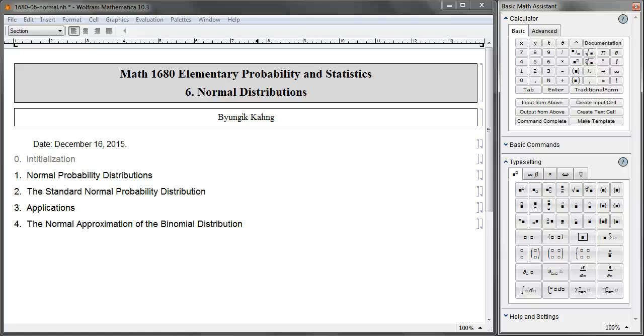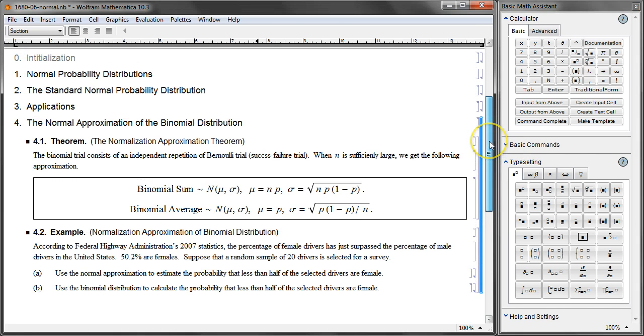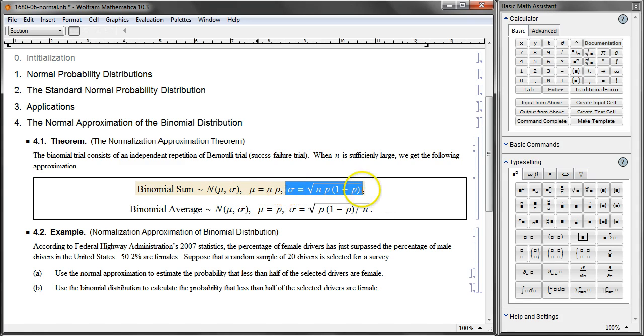The final topic of Chapter 6 is the normal approximation of the binomial distribution. Section 4 of this notebook, which corresponds to 6.5 of our textbook. Here's a summary. A binomial sum can be approximated by a normal distribution where the expected value mu is np and the standard deviation is square root of np(1 minus p).